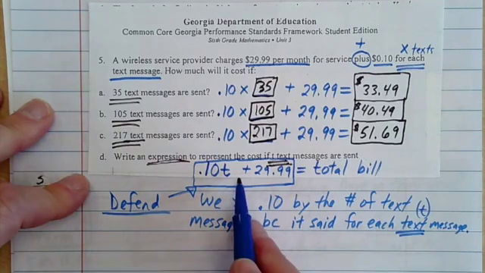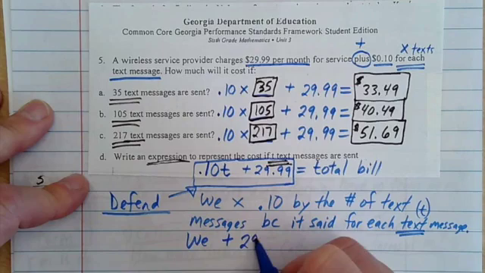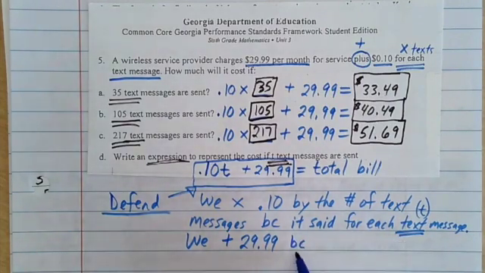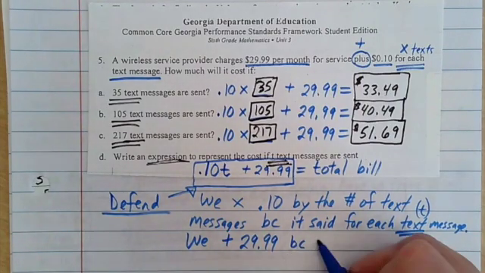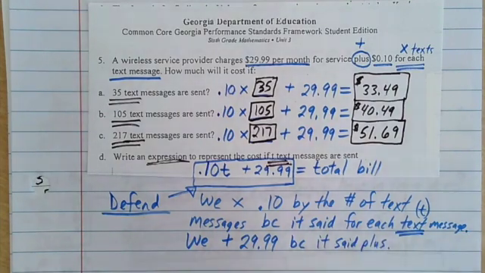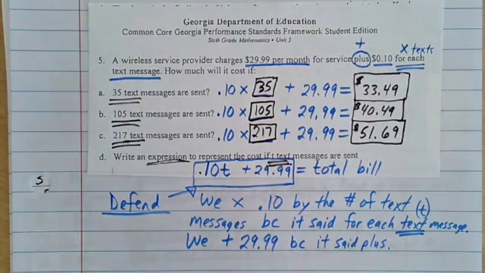And then why are we adding the 29? Well, we have to add 29.99. Why? What told us we needed to add? We circled it up there, the plus, the word plus. BC in my notes means because. We add 29.99 because it said plus. So that's kind of defending why you are multiplying, why you are adding. If you were to divide or subtract, you would need to defend why you are dividing or subtracting. I'm going to guess there would be some sort of key words up here that tell you why you are doing that.